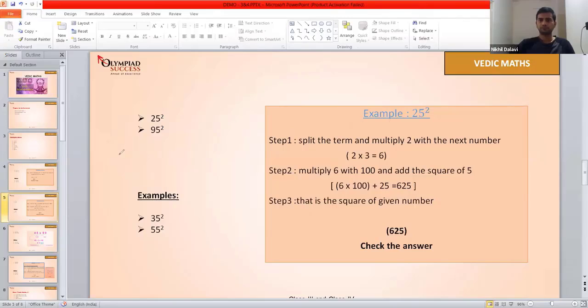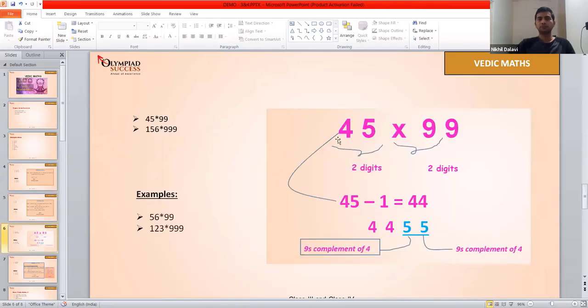Okay, great. Now let's try to understand the next one. The next one was something a bit complicated, isn't it? So everyone hates multiplying numbers with 9 because that's very difficult. Okay. So now the answer of 45 times 99 is 4455.